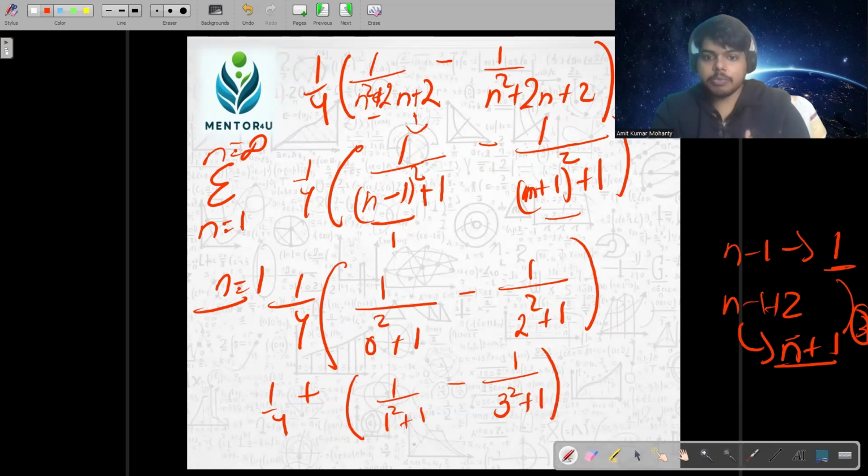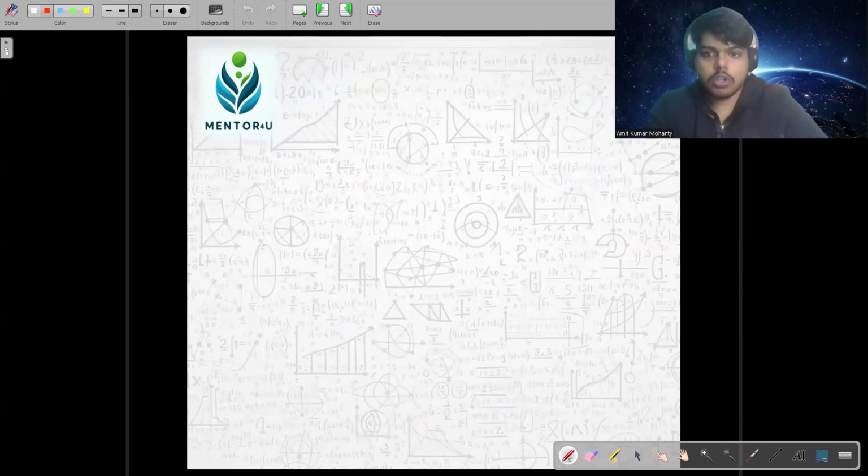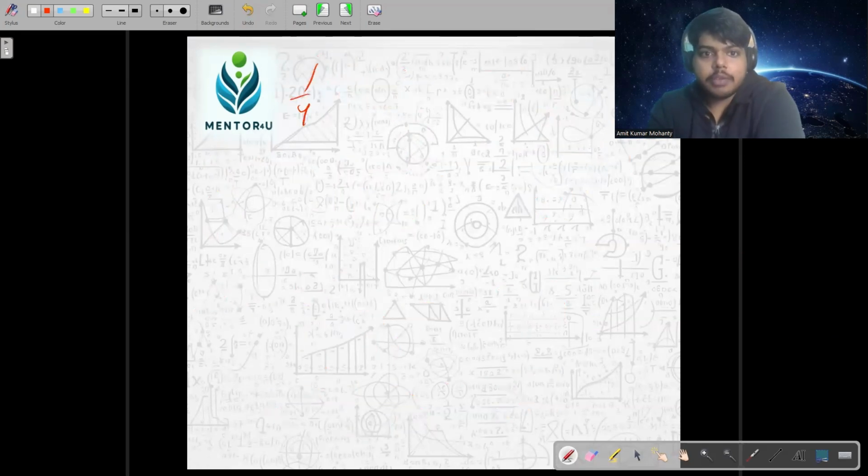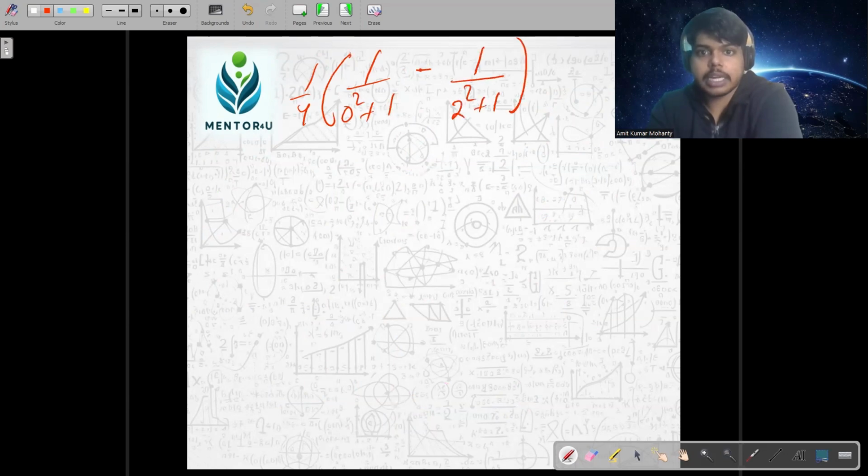Clear? What will the next value look like? Let's go to the next page so we can write all the values here. So what is happening? What are the previous values? We have 1 by 4 times 1 by 0 square plus 1 minus 1 by 2 square plus 1. Correct? This is our first term.